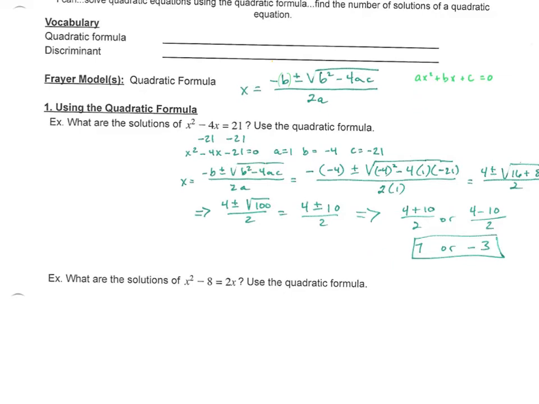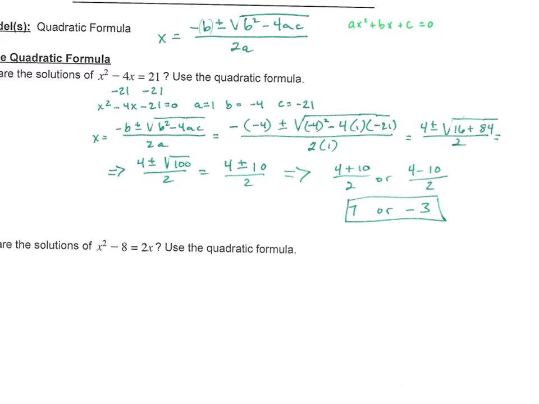Now all I have to do is input that into my formula. I have negative b plus or minus the square root of b squared minus 4ac, all of that over 2a. I've done some substitution: where I had b, I've input negative 4; where I had a, I've input 1; and where I had c, I've input negative 21. And now I just start working out the order of operations.